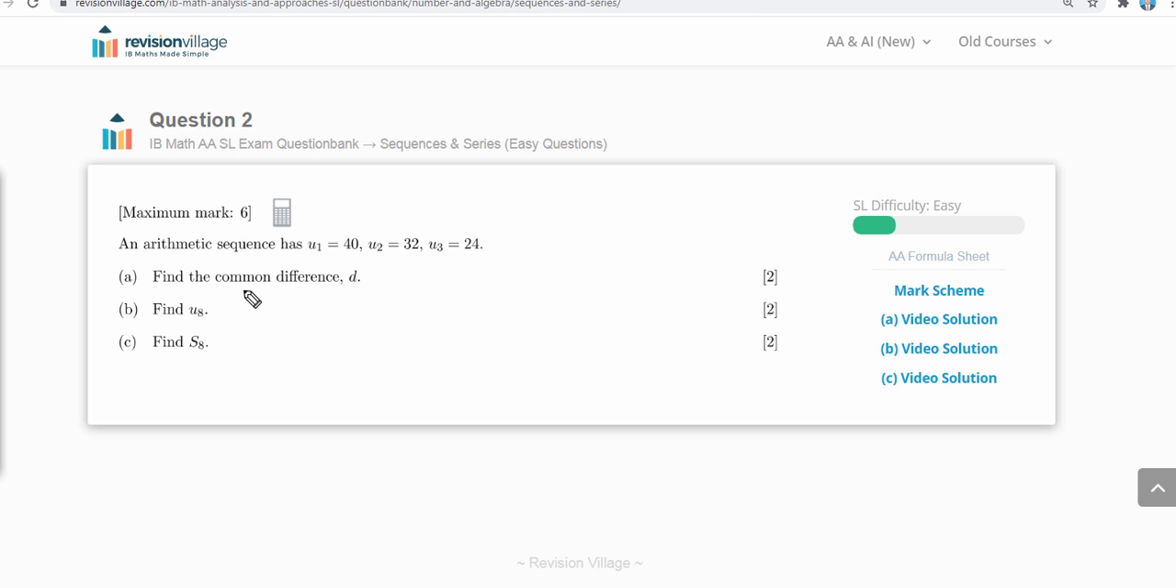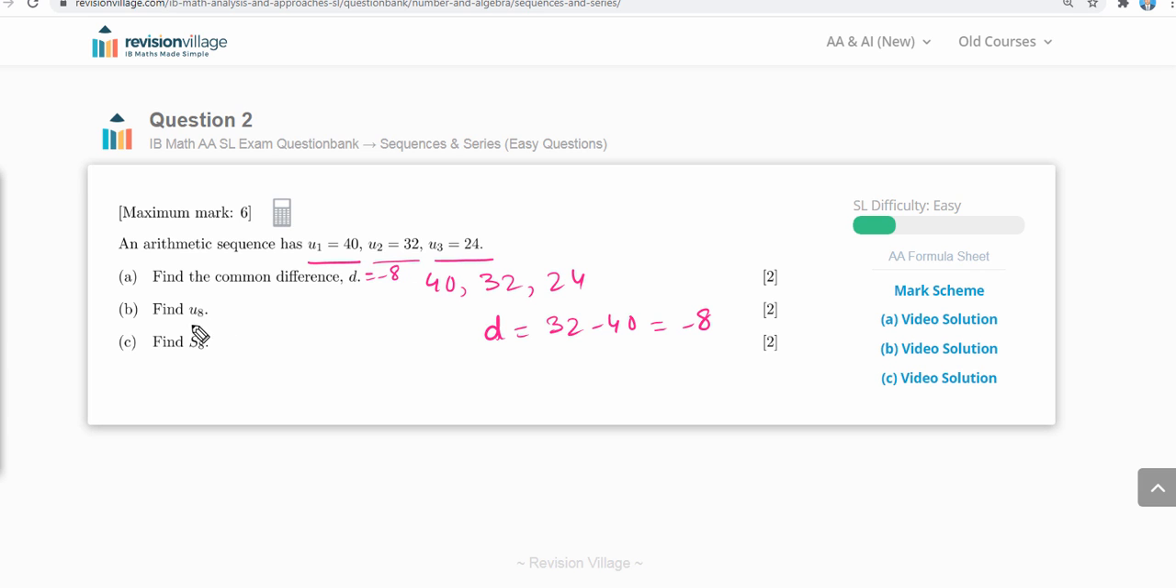So let's suppose we have an arithmetic sequence where the first term is 40, the second term is 32 and the third term is 24, and we have to work out the common difference. That's quite simple. You just subtract the first term from the second term, the difference between two consecutive terms. So this will be your sequence: 40, 32 and 24. The common difference will be 32 minus 40, which is minus 8. So the answer for the first part is minus 8.